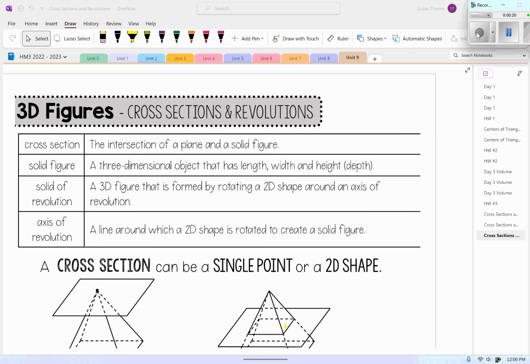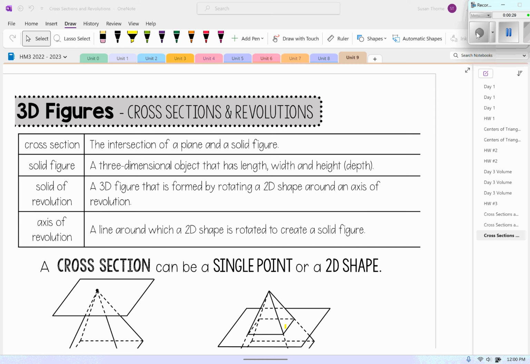So in the second part of this, we'll talk about the solid of revolution, which is a 3D figure that's formed by rotating a 2D shape around the axis of revolution. And the axis of revolution is a line around which a 2D shape is rotated to create a solid figure. So a cross section can be a single point or a 2D shape.